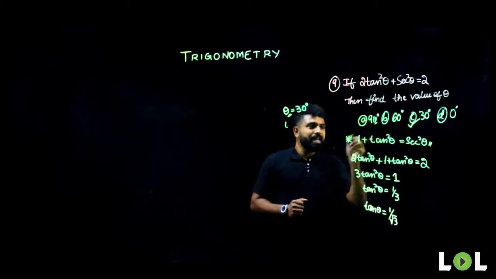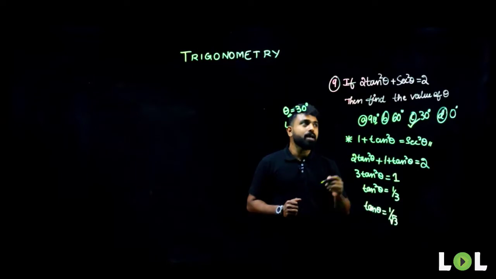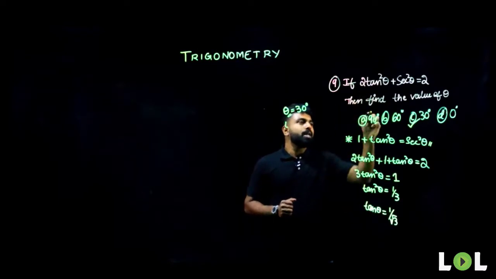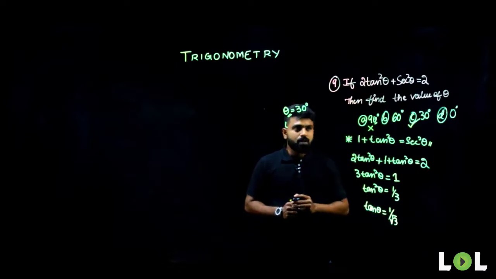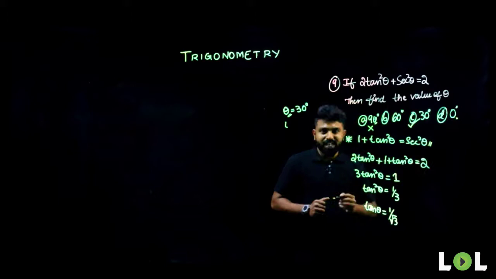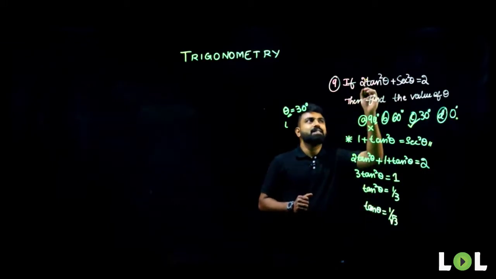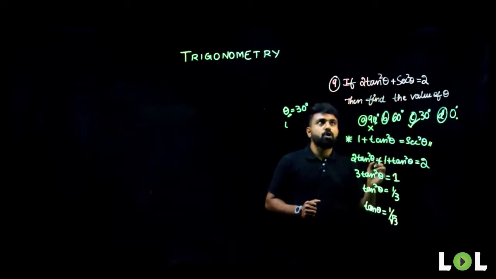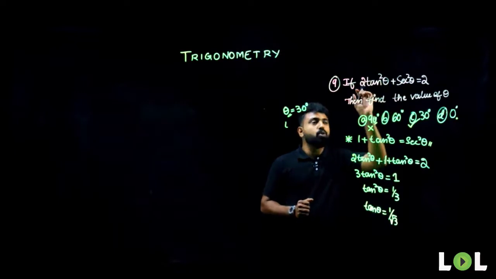Can I substitute 90 degrees here? No. Why? Because tan 90 is equal to infinity. So 90 cannot be possible. Then which is the next easiest one? Next easiest one is 0 degrees, because we know that tan 0 is equal to 0. So 2 tan square 0 will be equal to 0.